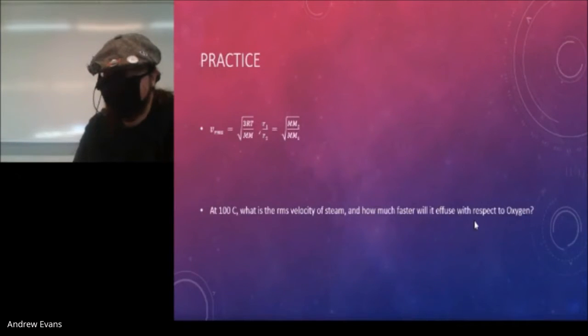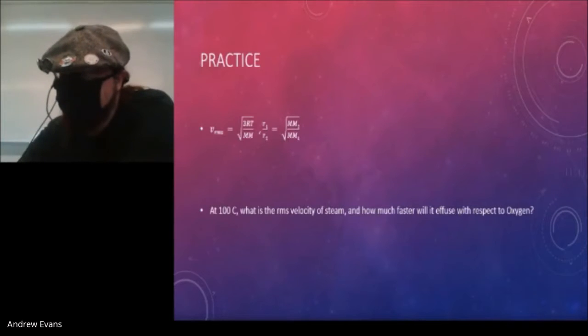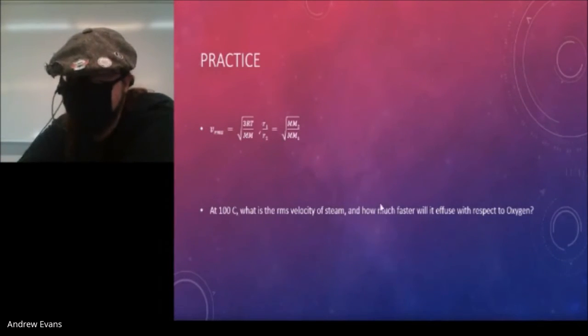The best thing to do is to just try a quick problem or two. At 100 degrees C, what is the root mean square velocity of steam? And then how much faster will it effuse with respect to oxygen? So at 100 degrees Celsius, what is the speed of steam, which is gaseous water, and how much faster would it effuse in relation to oxygen? To do that, let's jump to the main screen.